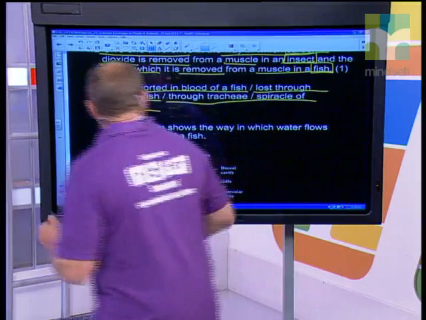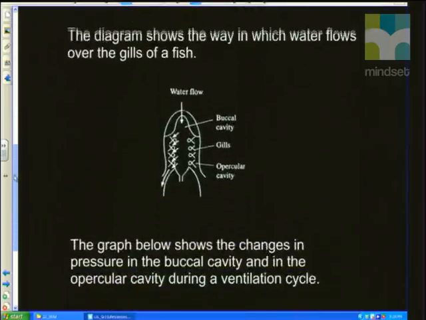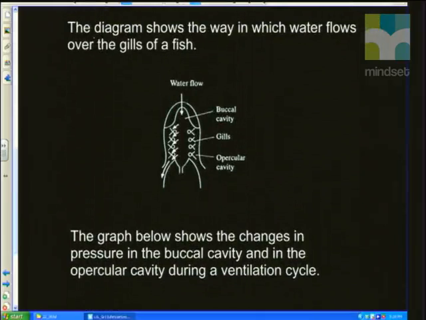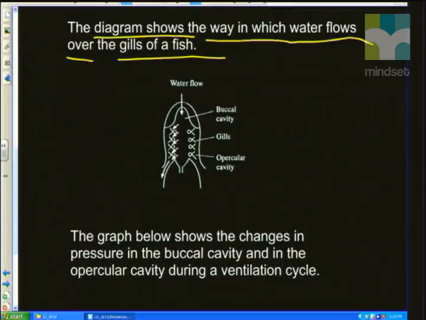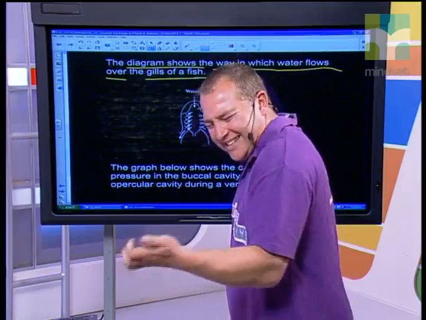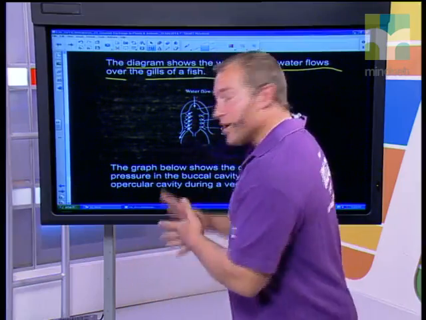Right. Okay. Next one. How's this for a cool diagram? The diagram shows the way in which water flows over the gills of a fish. Now, that does not look like gills. What do you think? Does that look like gills? I've never seen gills. I don't know. Have you never seen gills? Never ever. I'll bring you some one day. I don't like fish. If you do biology, you've got to play with everything. Feel it, touch it, play with it. Fine. Yeah.